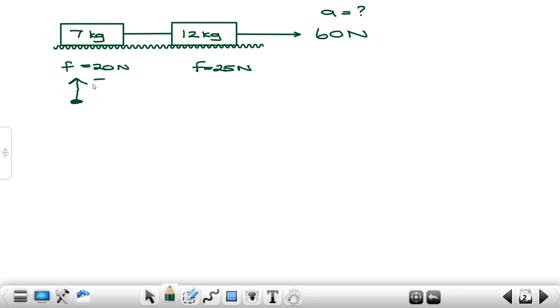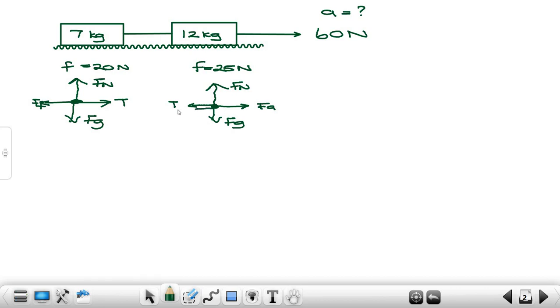So here is the normal force always and the gravitational force always. And then this 7 kg box is pulled to the right by tension, and friction will act opposite to the motion. Then the 12 kg box has the applied force of 60 newton. It has the normal force and the gravitational force. Then on this side, acting to the left, is the tension as well as the friction that is being experienced.